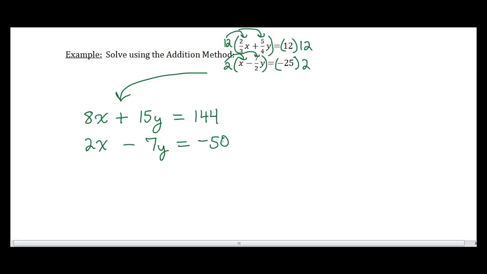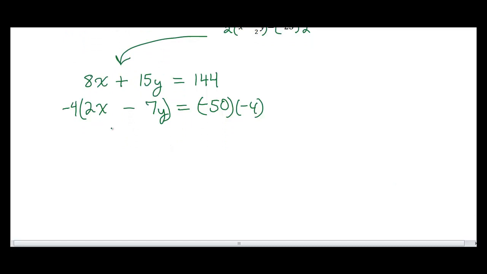And so what I want to do now is get opposite coefficients. I'm going to choose one of my variables. Let's say I choose x. If I choose x, the least common multiple between 8 and 2 is 8. Since this is a positive 8, I want this 2x to become a negative 8x. So I'm going to multiply both sides by a negative 4. So in this system, my first equation is going to stay the same, but my second equation is now going to become a negative 8x plus 28y equals 200.